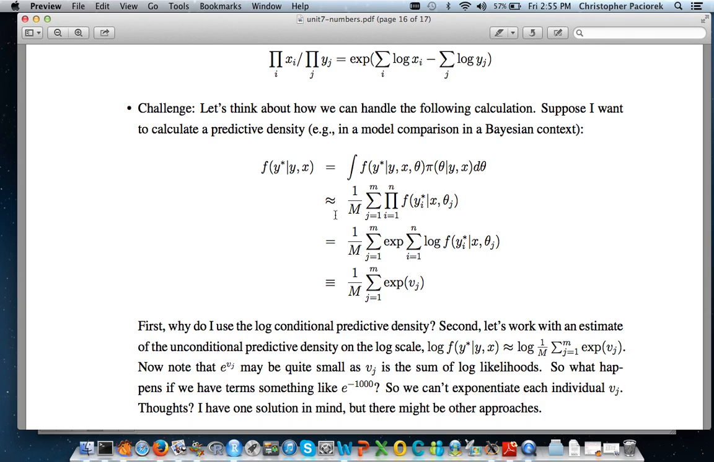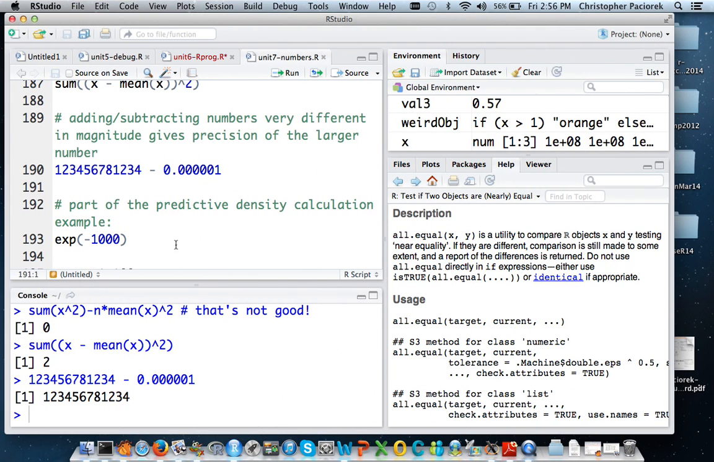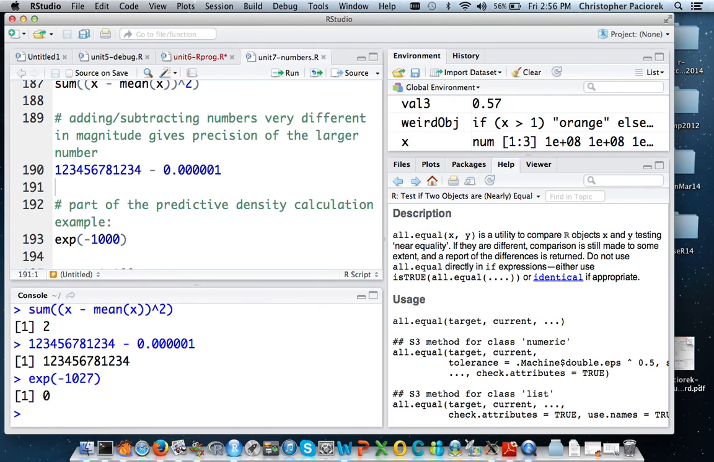Well, now what do I need to do? I need to exponentiate each of those values and then add them together. Okay, so let's see if I could do this, and we'll see if I've chosen these numbers to work for the example that I'm trying to draw out here. So I do exp of minus 1027. Oh, right, that's a 0. Every one of these that I try to exponentiate, once I exponentiate it, I get a 0, and my calculation falls apart.